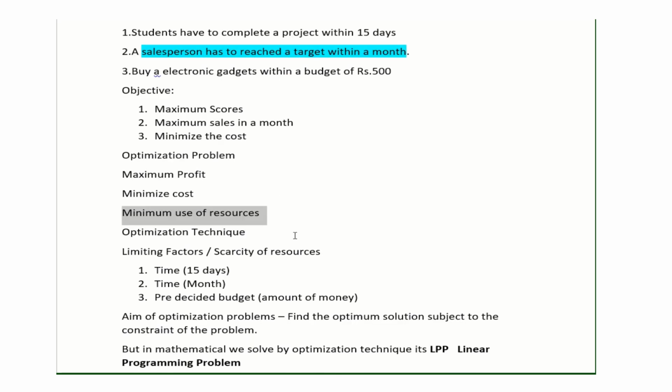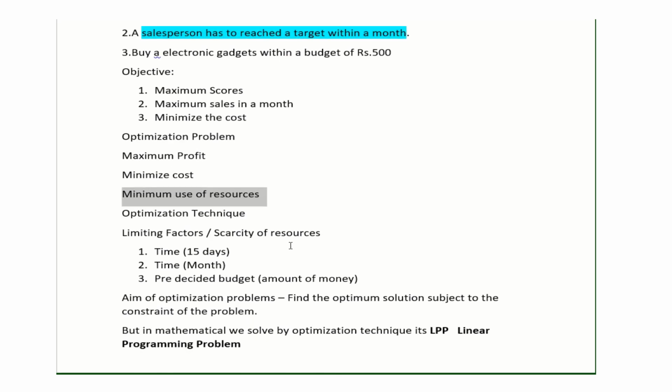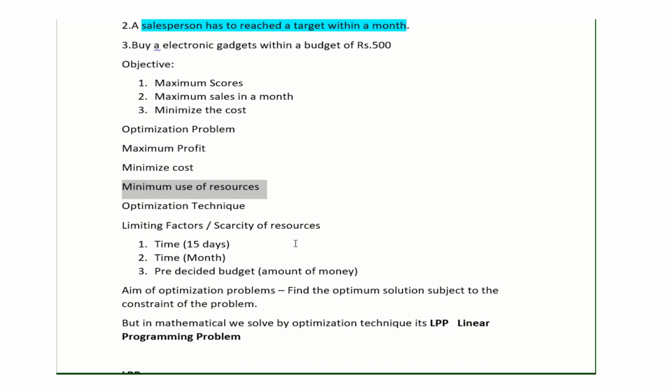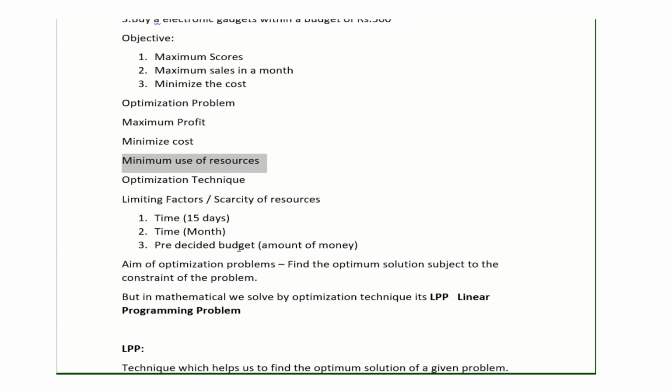We have some limiting factors, or characteristics of resources, in these three situations. In the first situation, the limiting factor is time. The second situation also depends upon time, but in the third situation it is a pre-decided budget, that is, the amount of money. So in that situation the amount of money plays a vital role, and for the first two situations time plays a vital role.